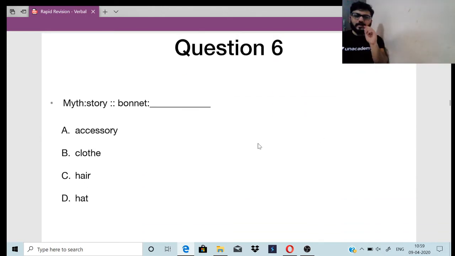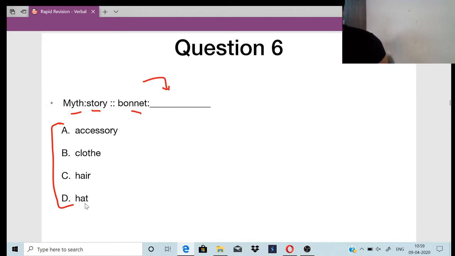So let's move on to the next one. Myth is to story, bonnet is to what? Tell the answer. Yes, verbal analogies are very tough. You cannot find the proper similarity. See, in the previous question, what happened? They were antonyms of each other. So forthright ka antonym, most of the people won't know. They will go for option B, mask. Yes, myth is to story, bonnet is to dash.